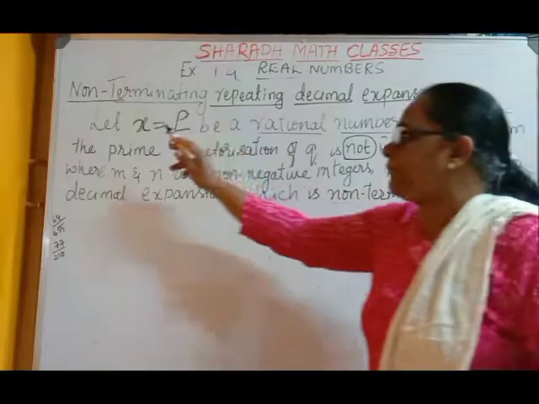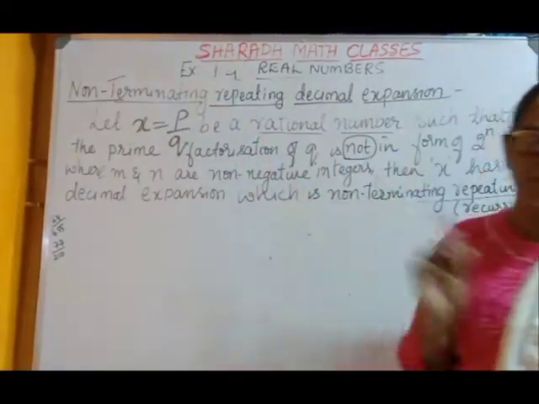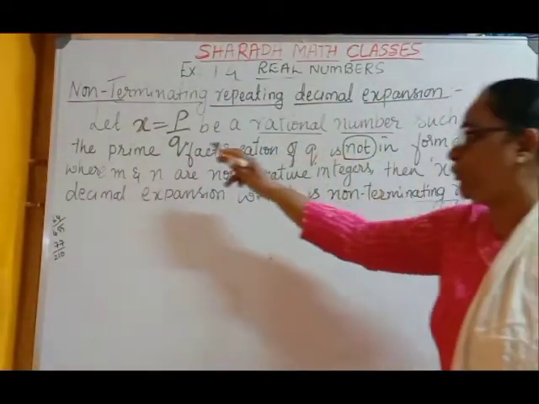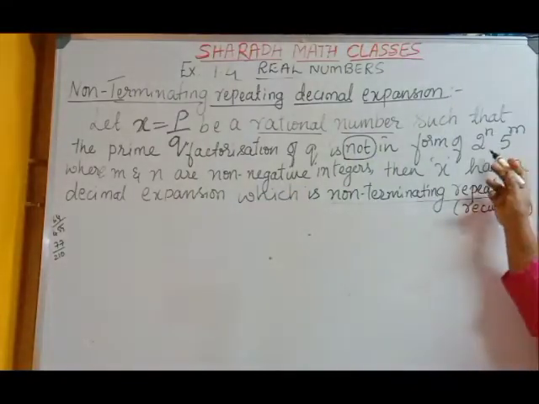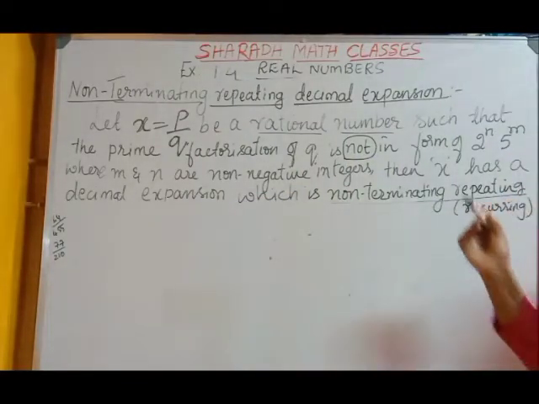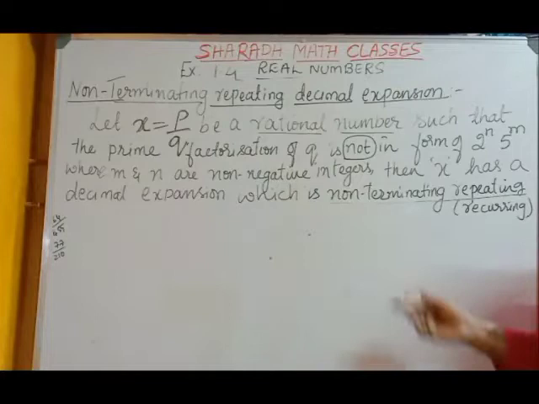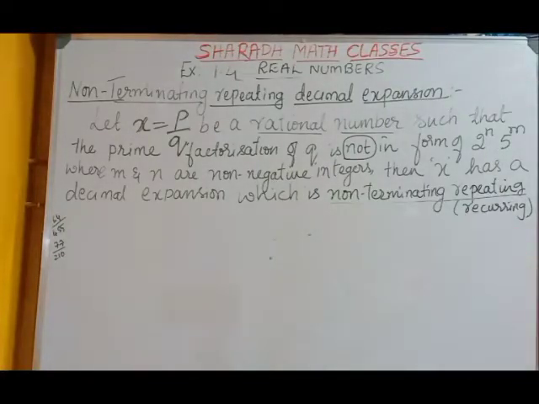So x is a rational number which is in the form of p by q, but the factors of q are not in the form of 2 and 5. Like in the previous case, like in the terminating decimal expansion, you had the factors 2 and 5 in the denominator, is it not? But here it is not in the form of 2 and 5. Let me check one example.